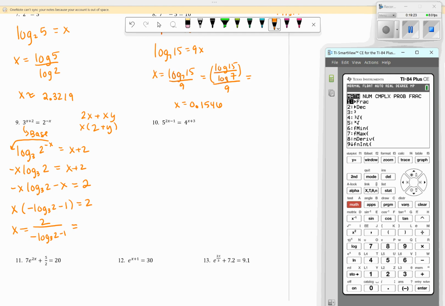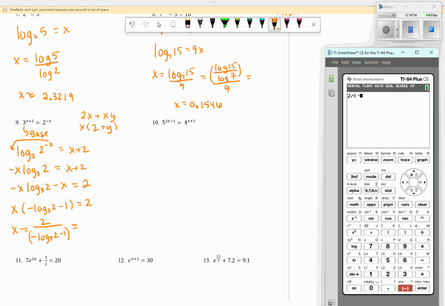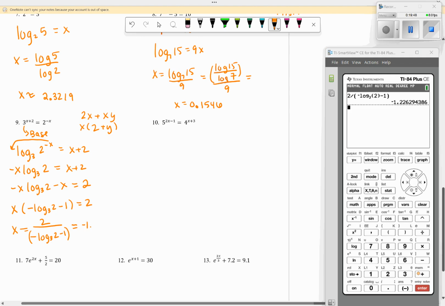We have math log base, oops, actually this is 2 divided by, make sure you use parentheses around everything that's in the denominator. So then negative math log base, and if you don't have this button, you'd have to use a change of base formula, 3 of 2, and then minus 1, close those parentheses there. And so we get our answer to be about negative 1.2263.